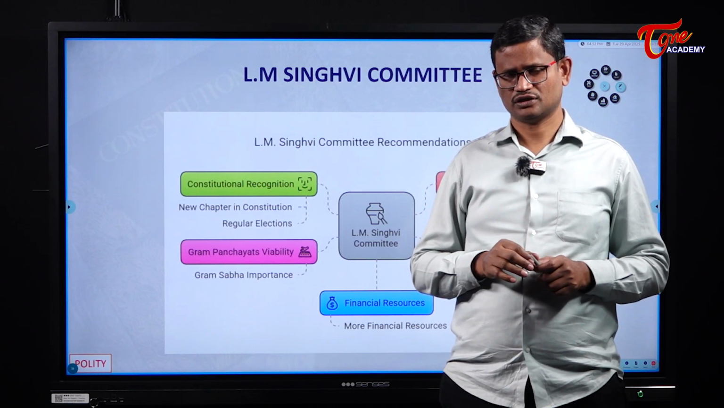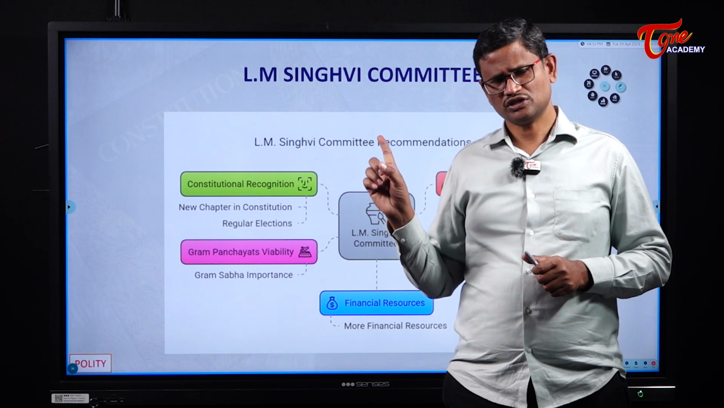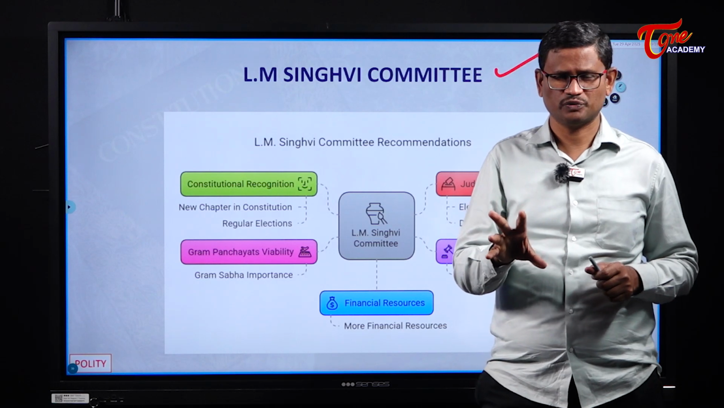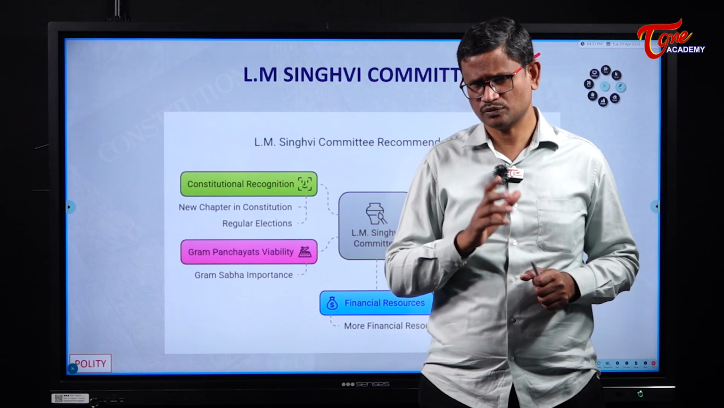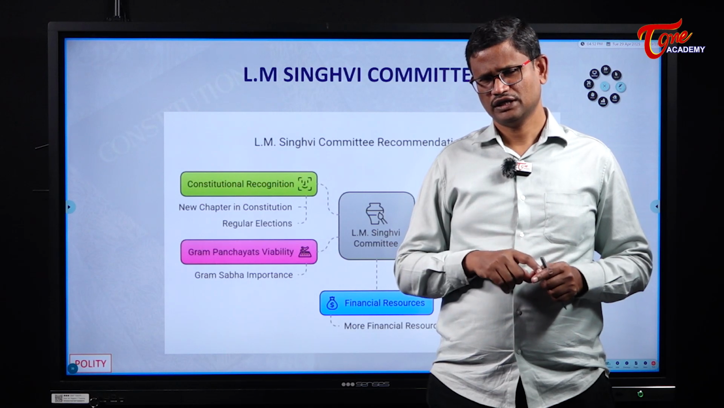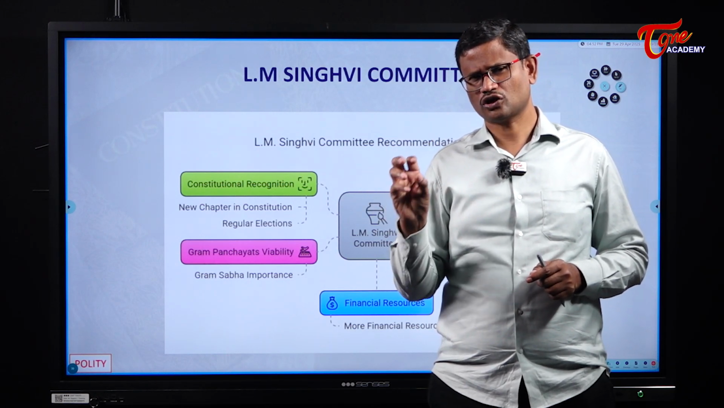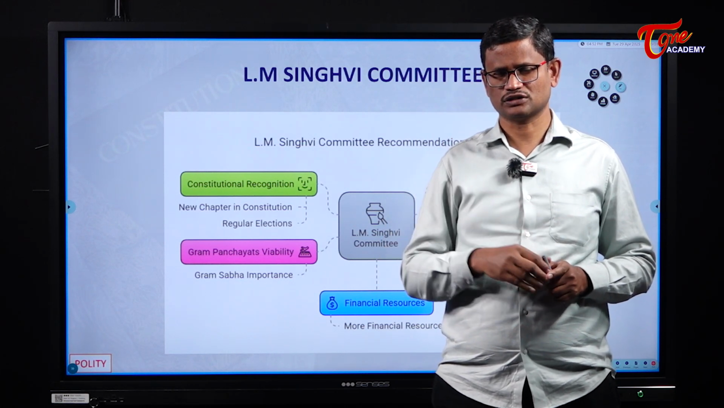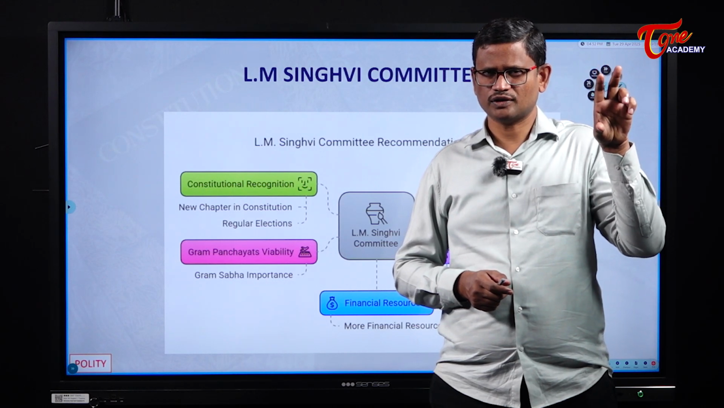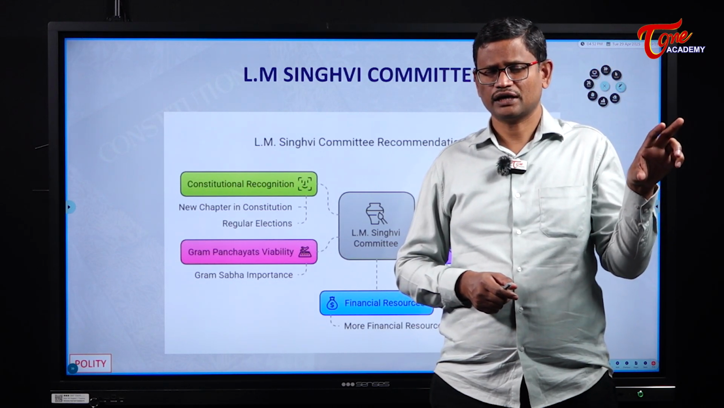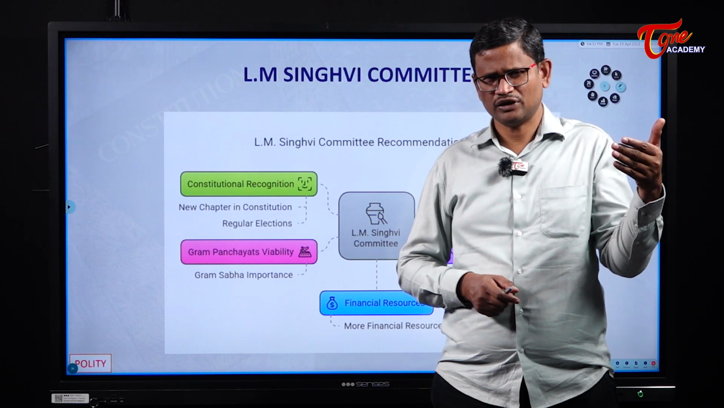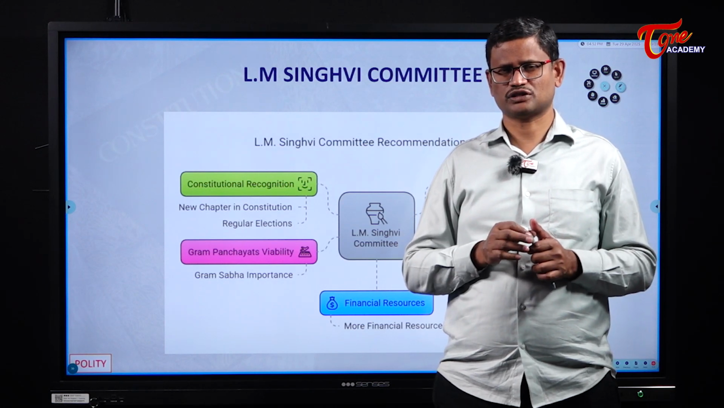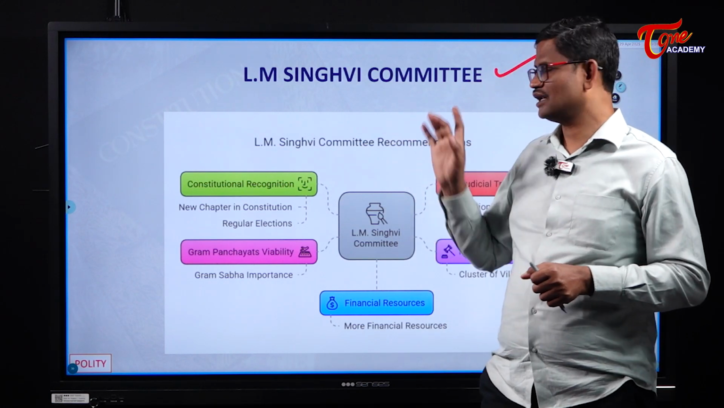That's one important recommendation. In addition to this, LM Singhvi committee also is important for one reason, because it has recommended the establishment of Gram Sabha. What is Gram Sabha? All the voters in a particular Grama Panchayat constitute Gram Sabha. So Gram Sabha is a tool of direct democracy. So it is in the Gram Sabha where the people can directly participate and can take decisions. So in the final amendment which was done in 1992, the 73rd Amendment, we have provided for the establishment of Gram Sabha, and there was a recommendation made by LM Singhvi committee.